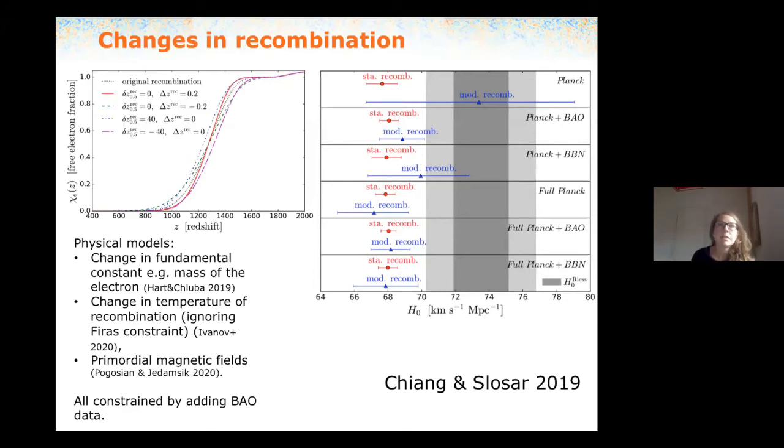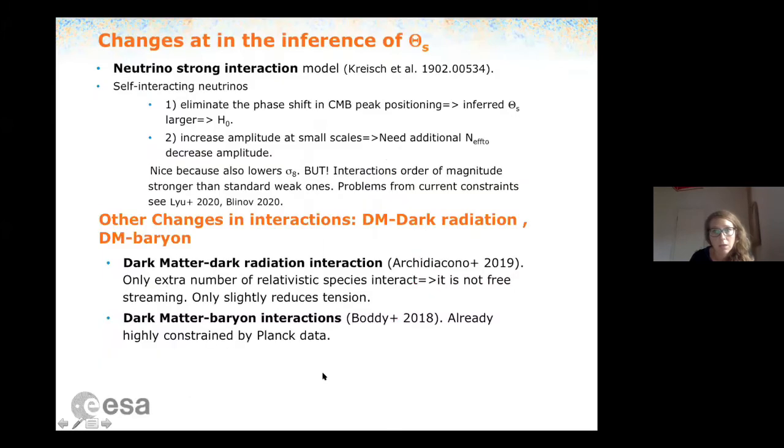But the problem is that all these solutions are highly constrained by the BAO, because yes, you can change H naught at late times to adjust the distance, but then you have the BAOs that actually sample the distance much closer to us. And so if you just change H naught, you will actually change the angles that are measured by BAO in a way which is incompatible with what we actually observe. So these solutions are highly constrained by BAO.